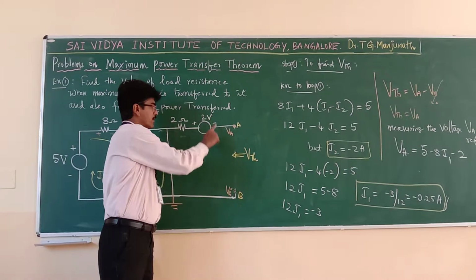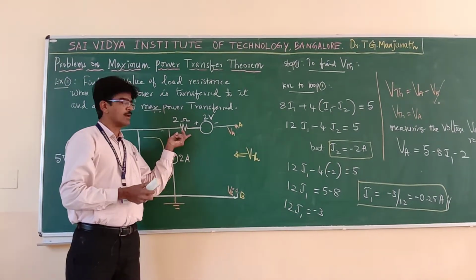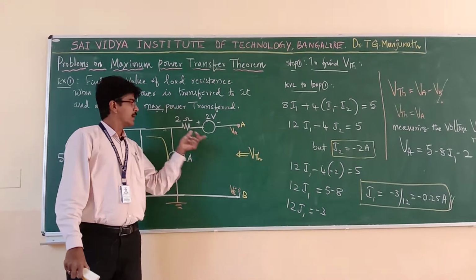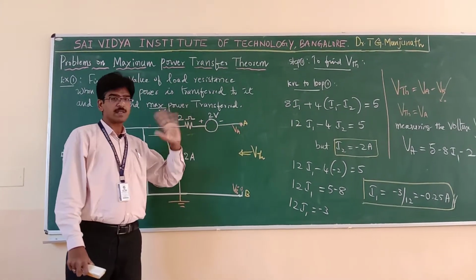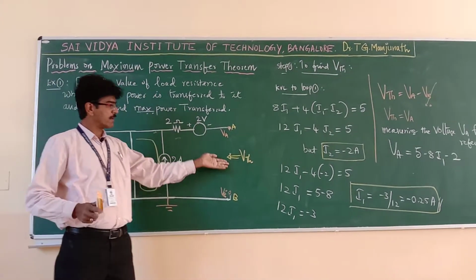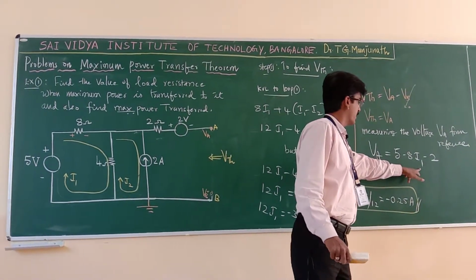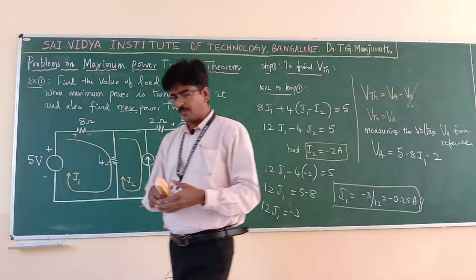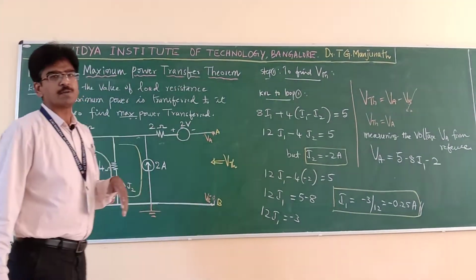You should not forget to write this voltage source value. Open circuit current is 0, so the voltage drop across this is 0. Open circuit voltage is not 0. Always an open circuit voltage will be there. That's what you are measuring here. Now substitute the value of I1 here, then find the value of VA. What is the value of I1? Minus 0.25 ampere. Substitute and find it.